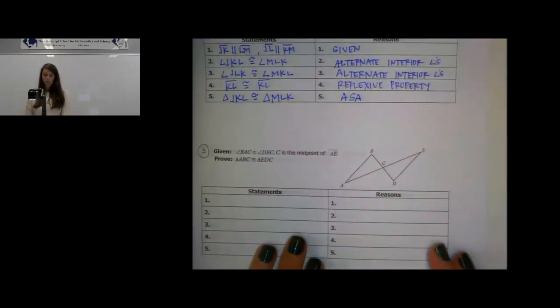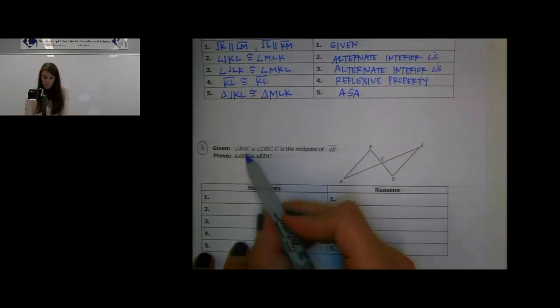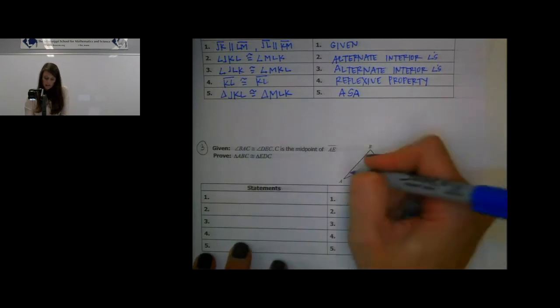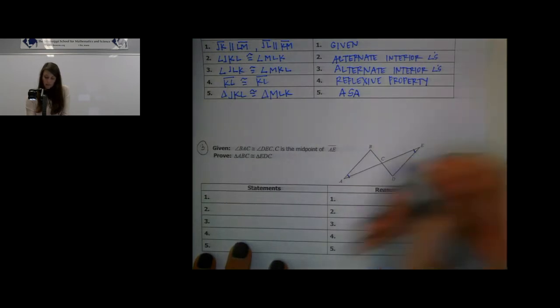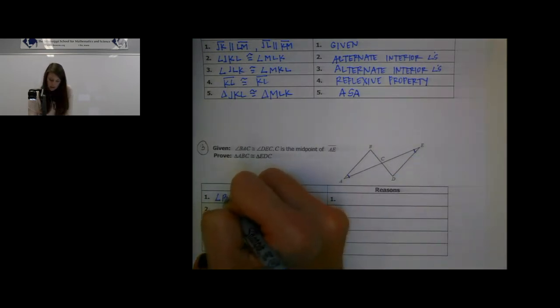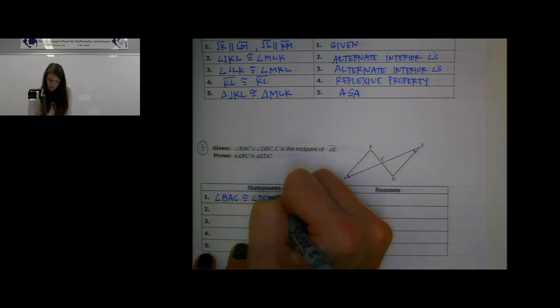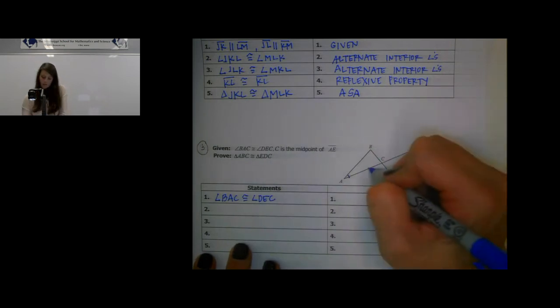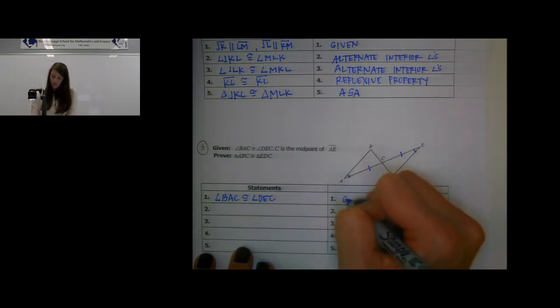All right, so y'all take a minute and try to do number 3 for me. Okay, so angle BAC is going to be congruent to angle DEC. So angle BAC is going to be congruent to angle DEC. C is the midpoint of AE, so that means that what? Those two sides are going to be congruent there.